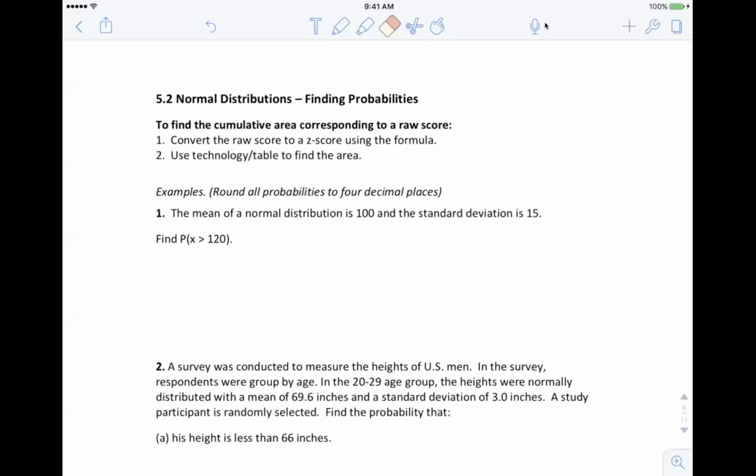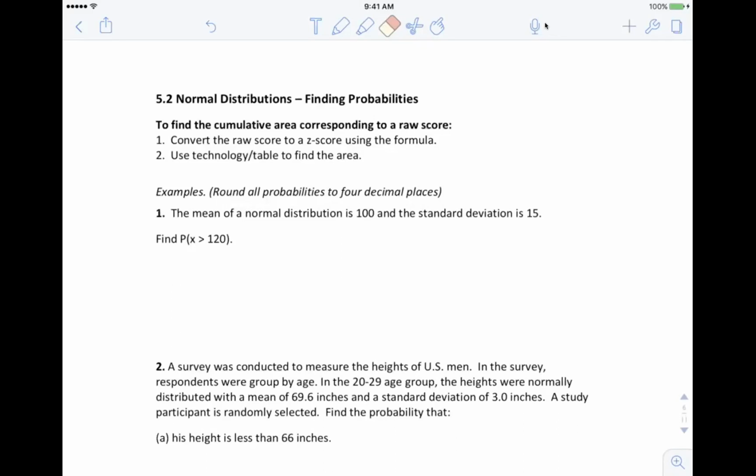First, you're going to convert a raw score to a z-score using that formula that we saw in 5.1. And then we're going to use either technology, that means StatCrunch, or the table to find the area, just like we did in the last video. So let's get right to it.